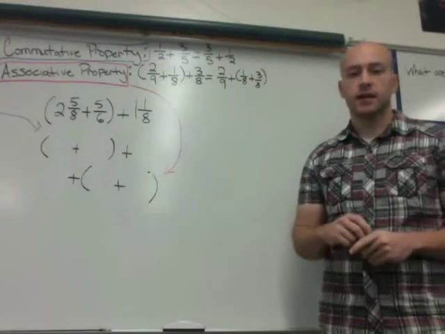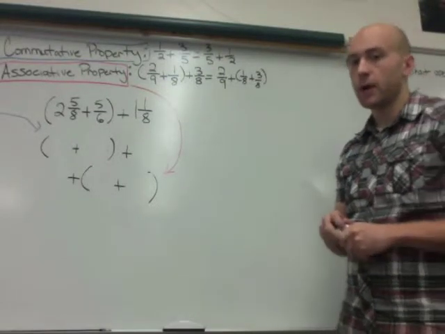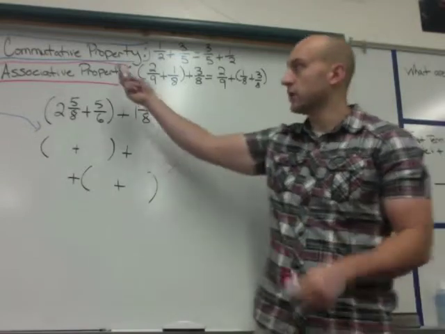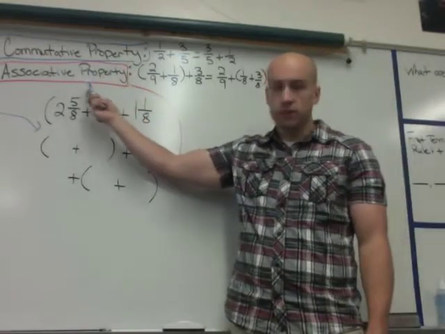This is 6.10 properties of addition. The two properties we are going to be working on are the commutative property and the associative property.